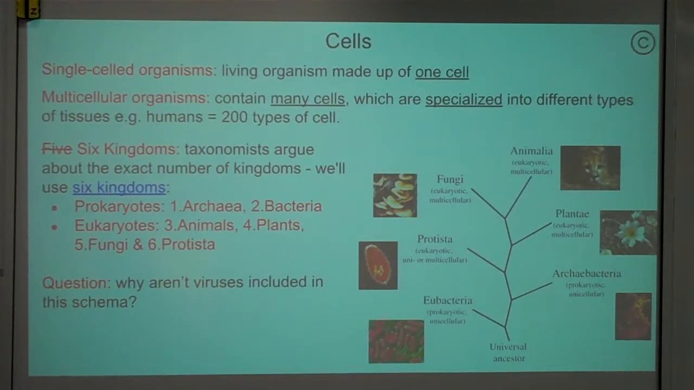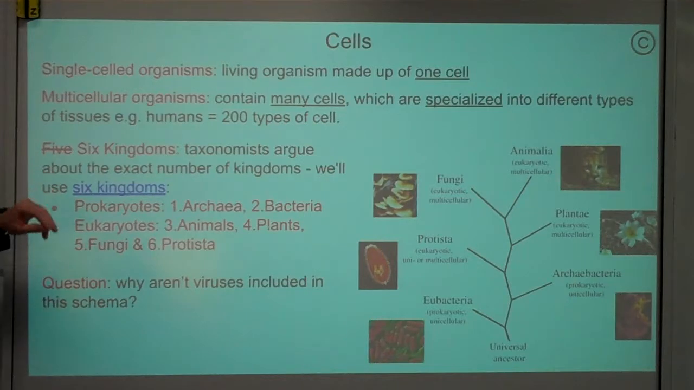There are your 6 kingdoms. Okay. So a single cell is obviously made up of one cell, and they're prokaryotic and eukaryotic. You get single-celled eukaryotes. Multicellular organisms are always eukaryotic, never prokaryotic. No bacteria or archaea are multicelled. They contain many cells which are specialised in different types of tissues.